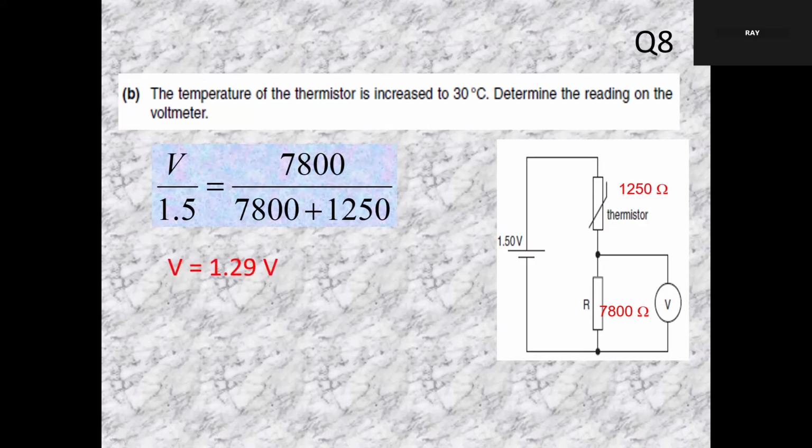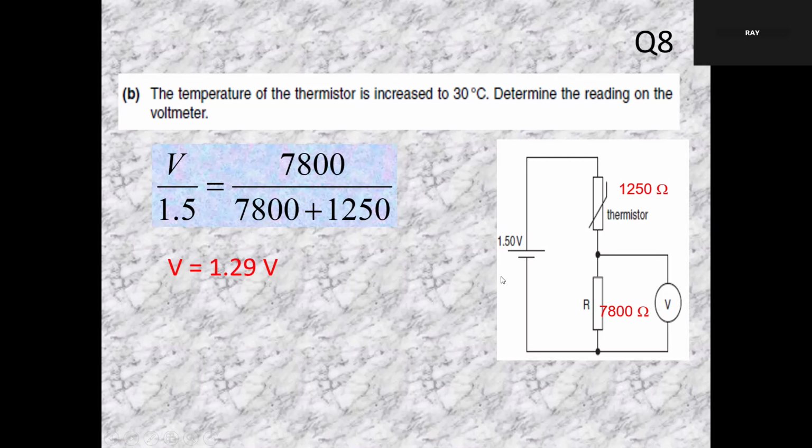Okay now. For this one, use the potential divider formula, proportion. This one over the whole thing. This one is the sum of that. This one is V, the voltmeter reading, over the whole thing, which is 1.5.